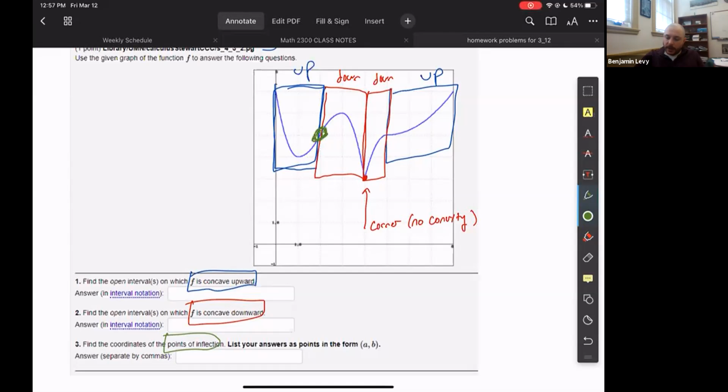It only changes right here and right here, where I'm drawing green dots. So there and there are the inflection points. Right, again, it changed concavity there.